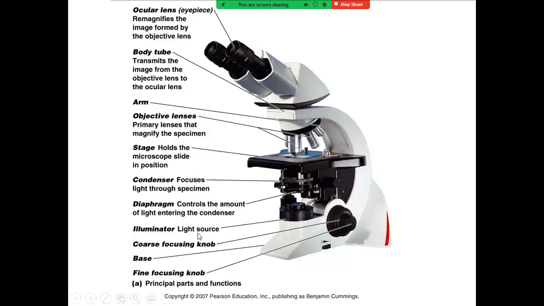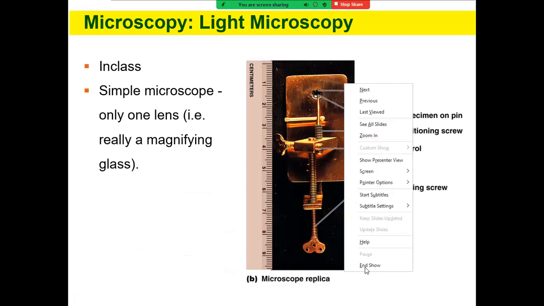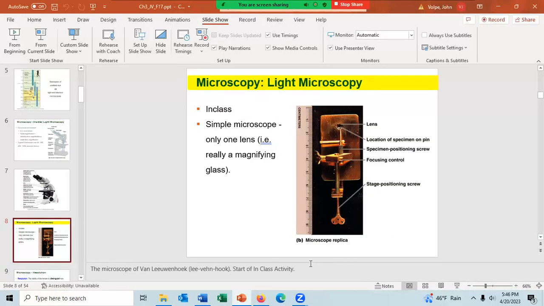The illuminator, which is called the lamp or the light source, is where we get our light. We have the coarse focusing knob, which is the big one, and it lowers and raises the stage greatly. The fine focusing knob here also lowers and raises the stage, but very slightly, very finely. And then, of course, the base of the microscope here. Any question about any of those parts? All right, so you should know those parts of the microscope and what they do.